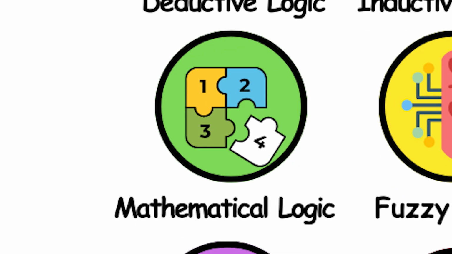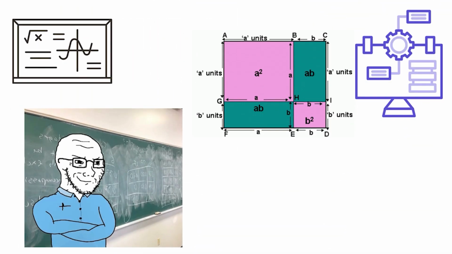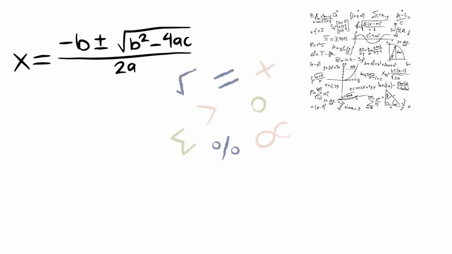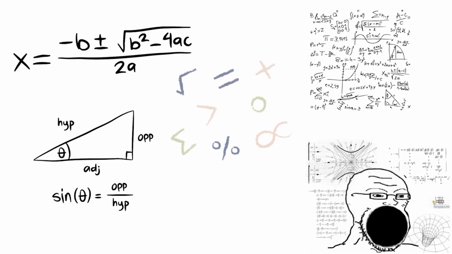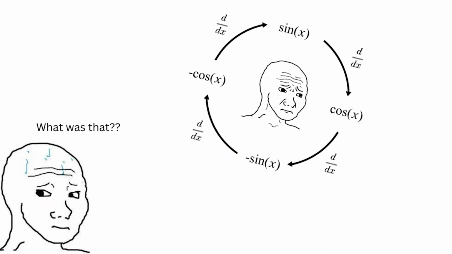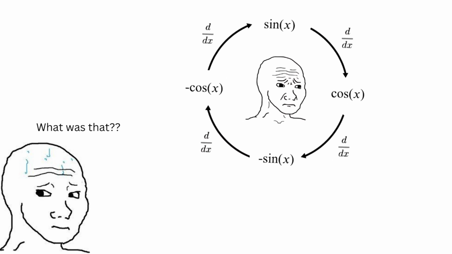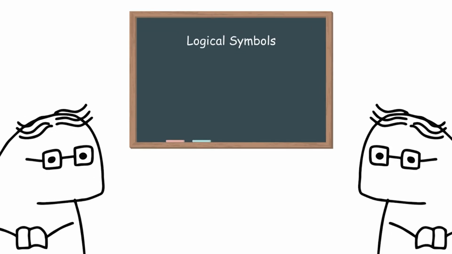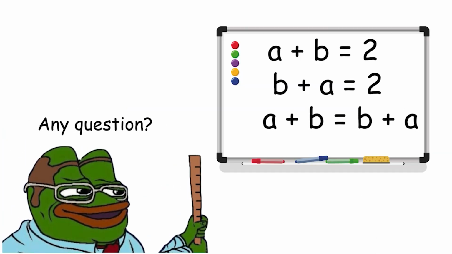Mathematical logic. This is the foundation for building watertight mathematical proofs. It uses symbols and precise rules to ensure mathematical reasoning is clear and accurate. Imagine a special language for expressing mathematical truths without ambiguity. Example, using logical symbols, you can prove statements like A + B equals B + A for all numbers A and B.